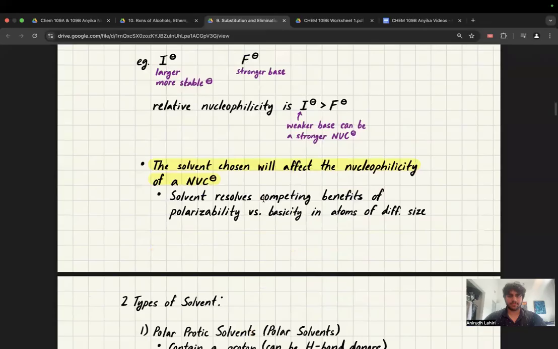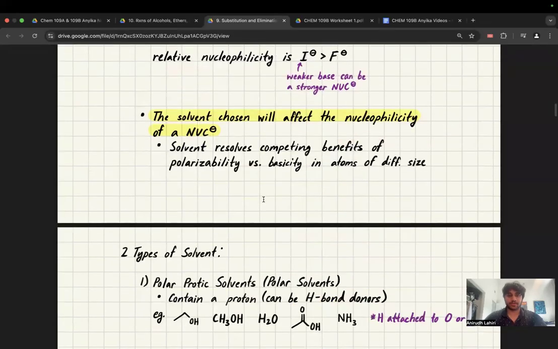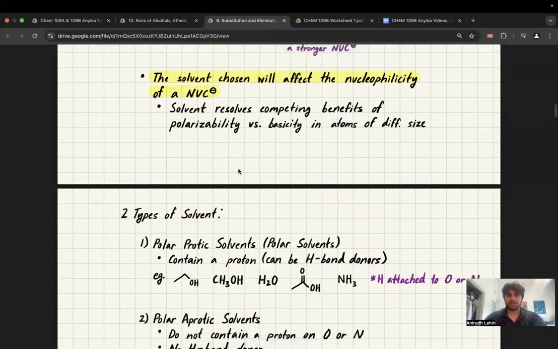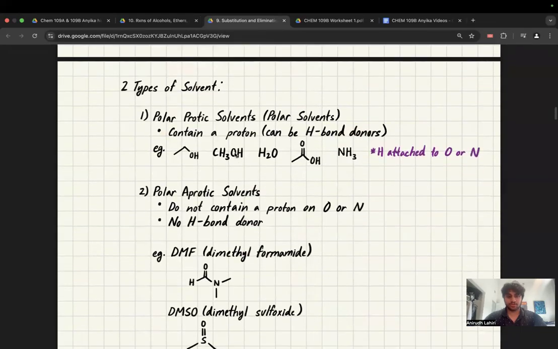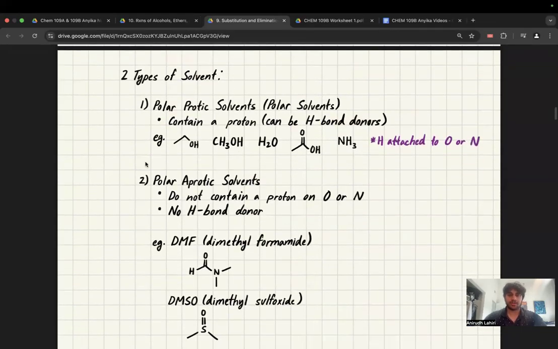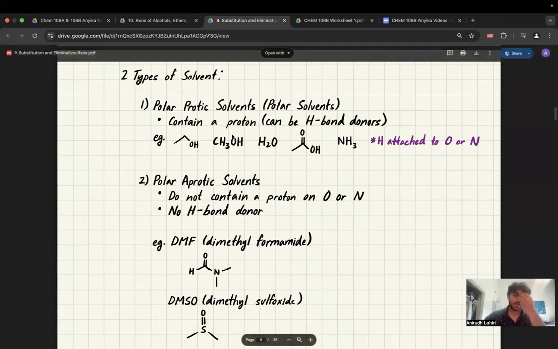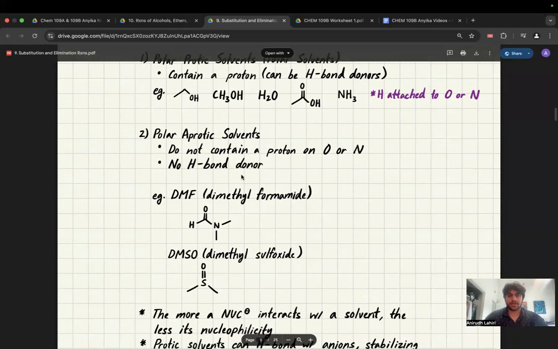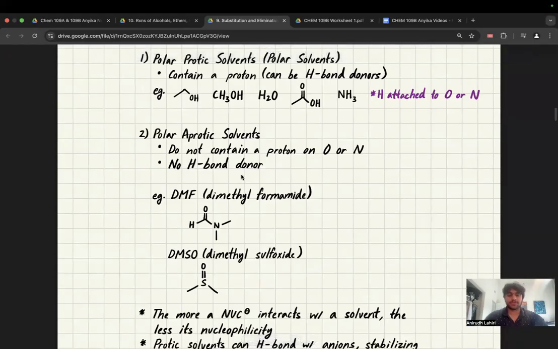All right. Okay, the solvent chosen will also affect the nucleophilicity of a nucleophile. So the solvent resolves competing benefits of polarizability and basicity in atoms of different sizes. So generally speaking, there's two types of solvents, right? There's polar protic solvents and polar aprotic. Polar protic just means that they can be hydrogen bond donors. So there's an H attached to the O or the N in the solvent, right? So alcohols are polar protic. Water is polar protic. Carboxylic acids are polar protic, right? Versus polar aprotic just means they do not contain a proton on the O or N, and they're not a hydrogen bond donor.